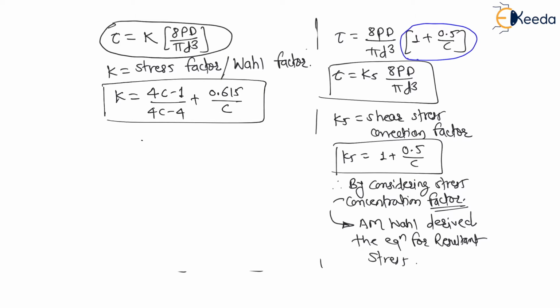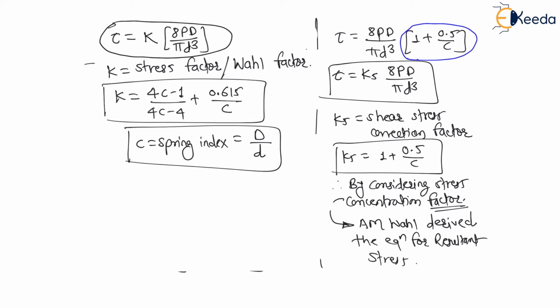Where, my dear students, in this equation C is the spring index, which is nothing but the ratio of mean coil diameter to the wire diameter. Right? This is called C. Therefore, this is a very important formula. That is, shear stress in the spring wire will be K times 8PD divided by pi d cube, where K is Wahl's factor given by this formula. P is the force applied on the spring, D is the mean coil diameter, and small d is the wire diameter.